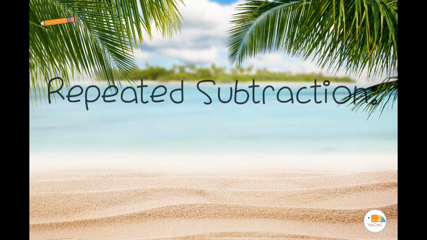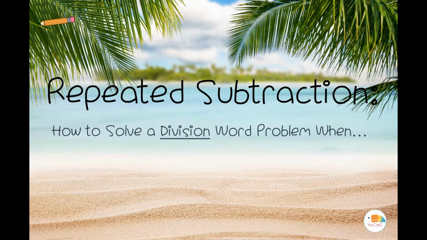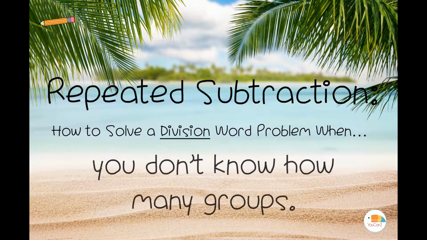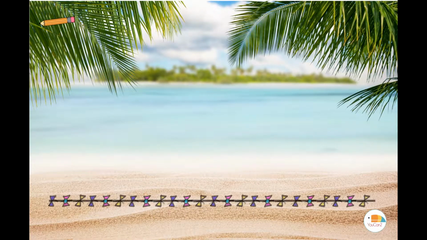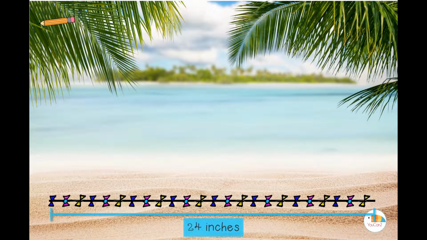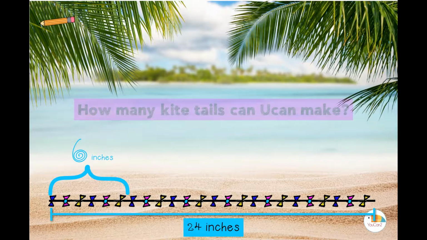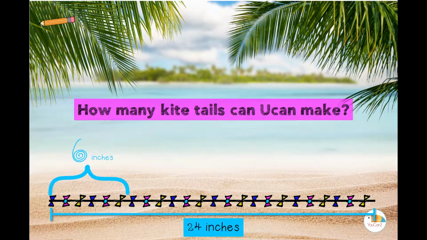You can. Those kites were so beautiful. But you're working on something else now. More kites? You've got some more rope. You've got 24 more inches of rope. And you know that each kite tail needs to be 6 inches long. So now you're wondering how many more kite tails you can make with those 24 inches.